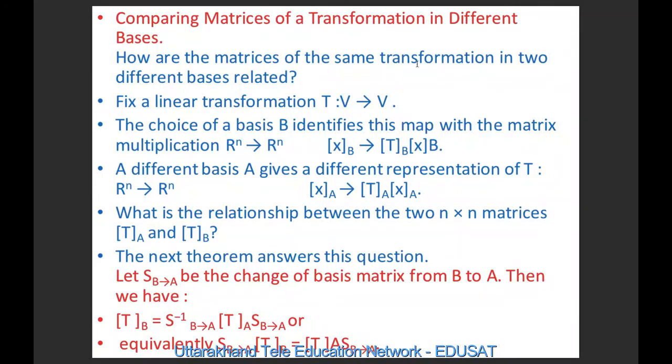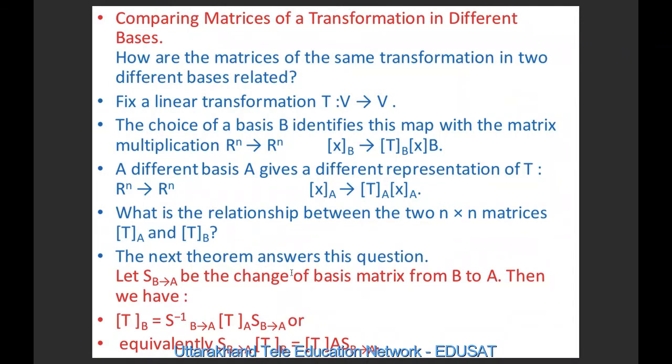Now comparing matrices of a transformation in different bases. How are the matrices of the same transformation in two different bases related? Suppose we fix a linear transformation T from V to V. The choice of a basis B identifies this map with the matrix multiplication Rn to Rn, so xb transforms to Tb xb. A different basis A gives a different representation of T. It goes Rn to Rn and column vector xa to Ta xa. So what is the relationship between the two n by n matrices Ta and Tb?